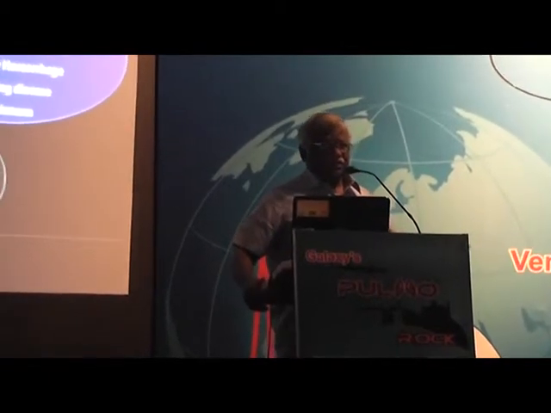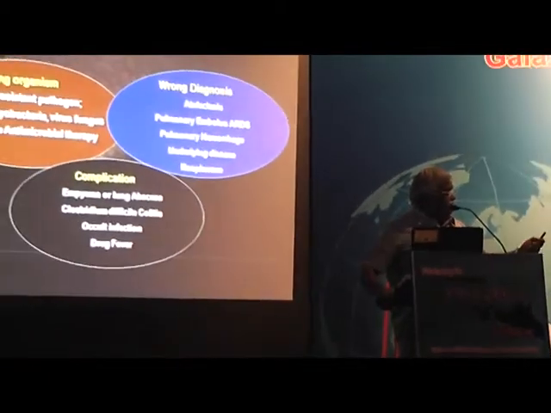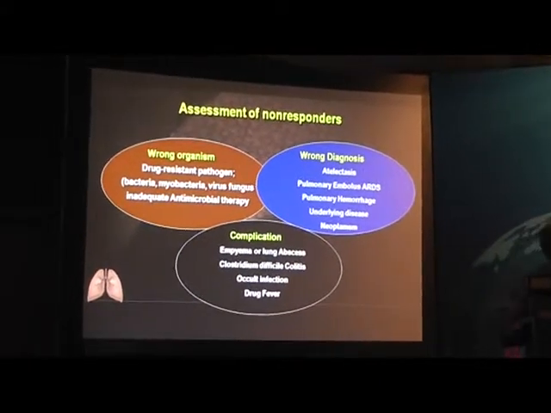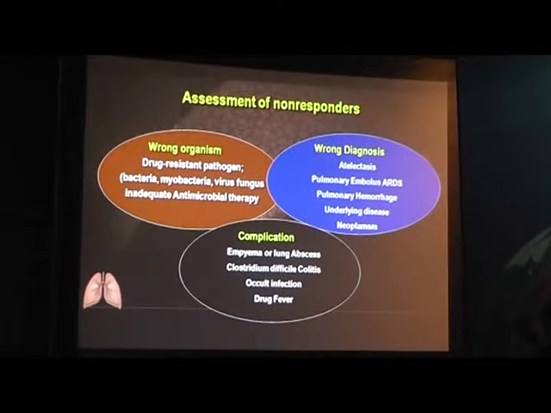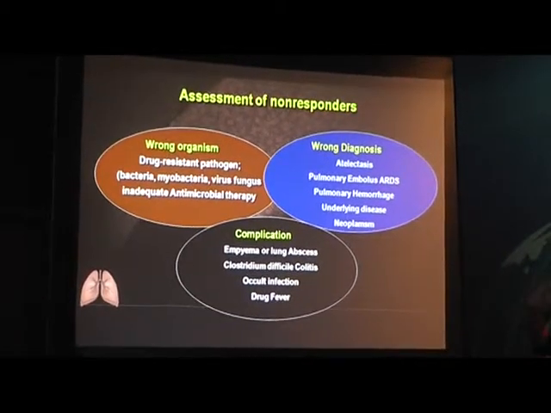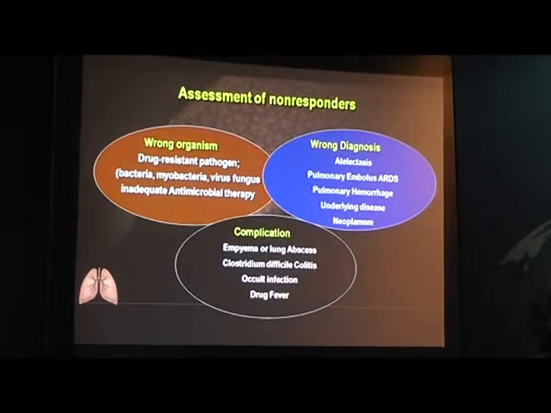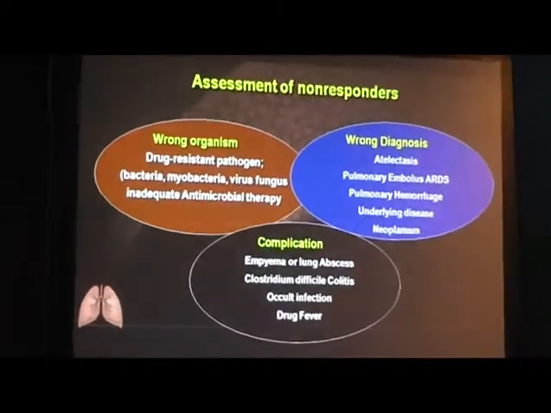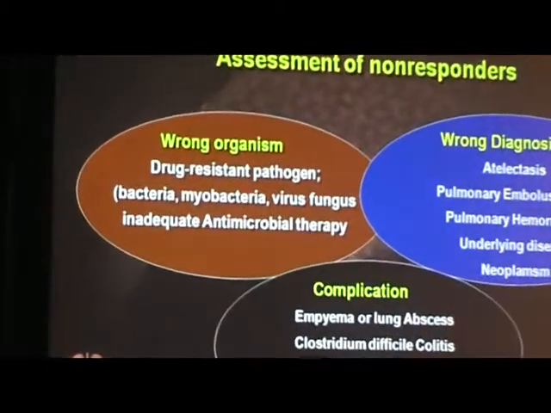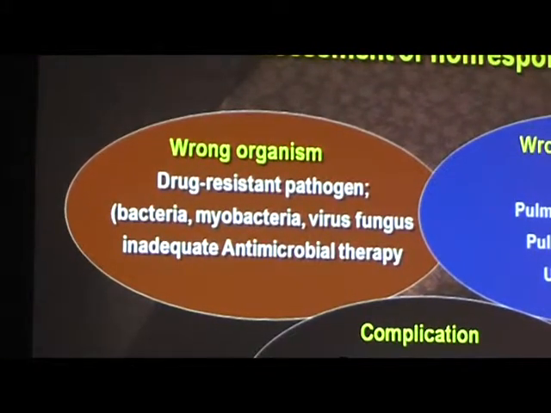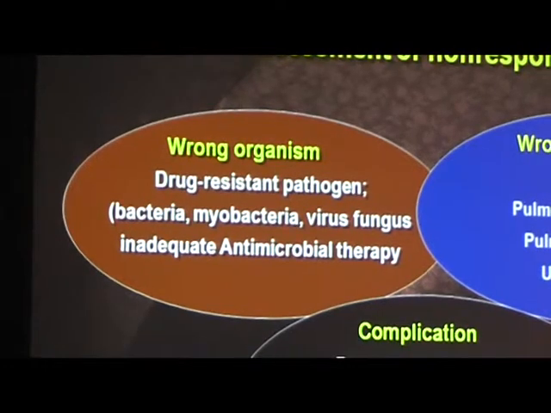Look at the background from which this guy comes, and you find out. This is, of course, a wonderful statement from the ATS-ERS. This is the ATS-ERS position paper. It tells you that you're looking at the wrong organism, you have the wrong diagnosis, and of course you have complications. The wrong organism, of course, would mean drug-resistant pathogens. And I think there is this concept of thinking that every pneumonia that is non-resolving is drug-resistant. And I think that's something that we need to alter. Most of this so-called drug resistance happens because of us. Some of it happens in spite of us.